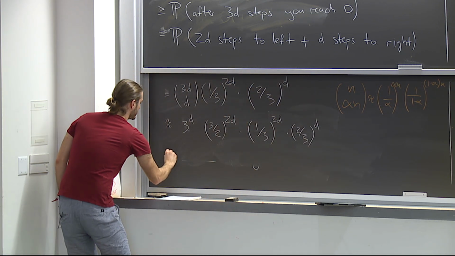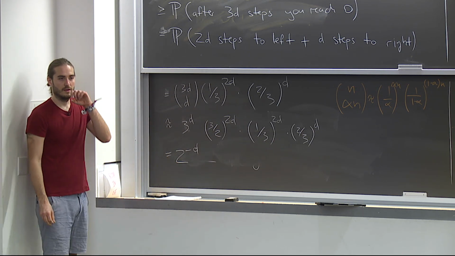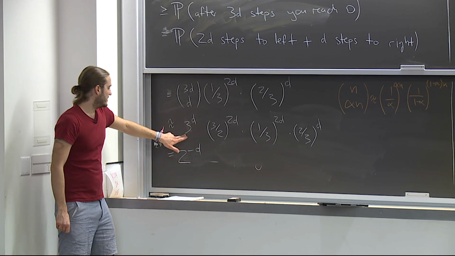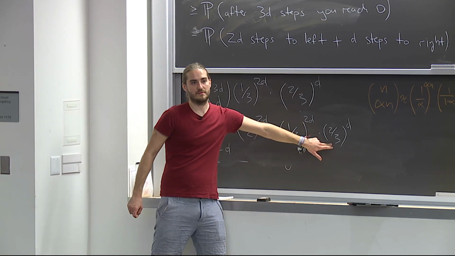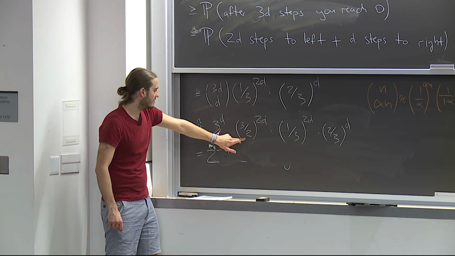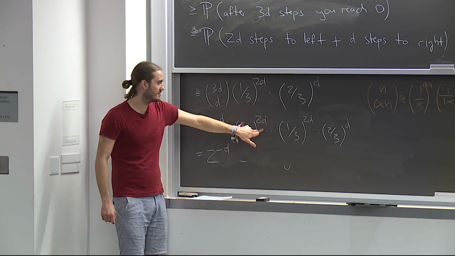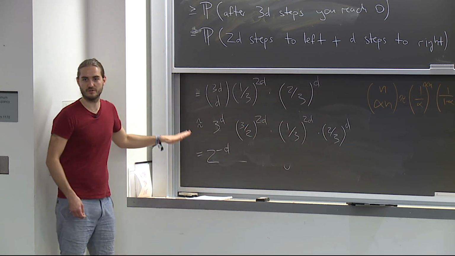And if you work this out, it turns out this is exactly 2 to the minus d. Basically because you have 3 to the d times 3 to the 2d, divided by 3 to the 2d, divided by 3 to the d. So the 3's all cancel. What remains is 1 over 2 to the 2d times 2 to the d. So 1, 2 to the d remains in the denominator.